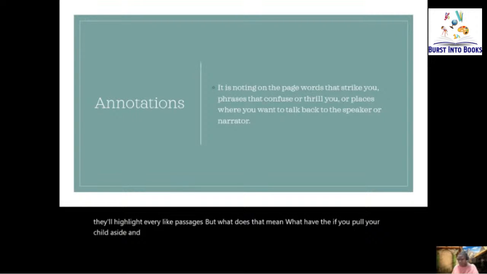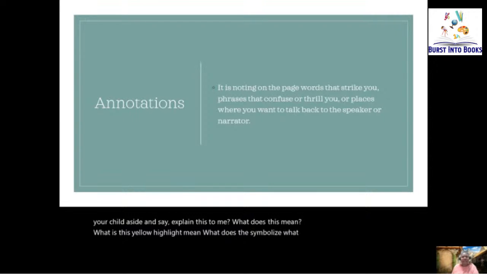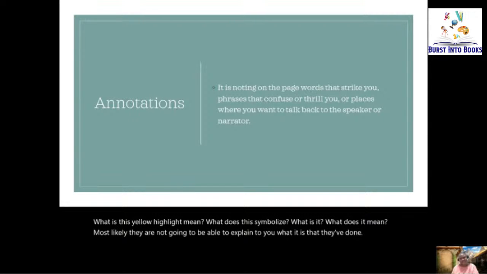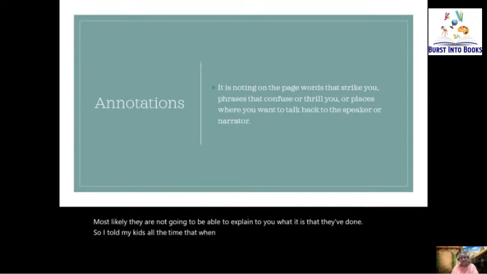If you pull your child aside and say, well, explain this to me, what does this yellow highlight mean? What does it symbolize? Most likely they're not going to be able to explain what it is that they've done. So I tell my kids all the time that when you annotate, this is your close reading. You're having a conversation with the text. You're having a discussion with the characters you have encountered in the reading.